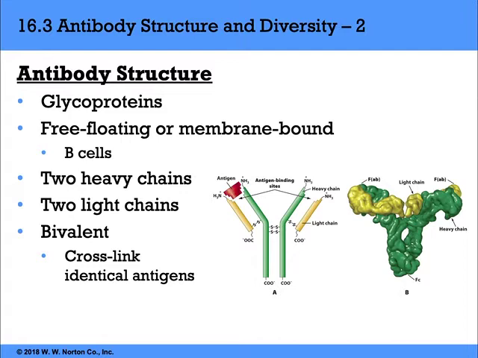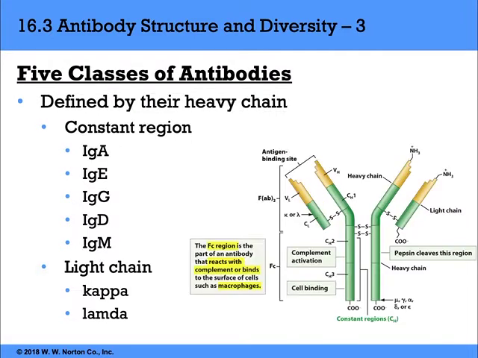Okay, the different classes of antibody are shown here. Okay, IgA, E, G, D, and M. Okay, the light chains can be either kappa and lambda. Okay, and then the heavy chains are going to have a constant and a variable region, okay, and a hinge region. The constant region of the antibody is the part of the antibody that reacts with complement or binds the surface of a cell, okay? So this is the other end of the molecule away from where the antigen binding takes place.